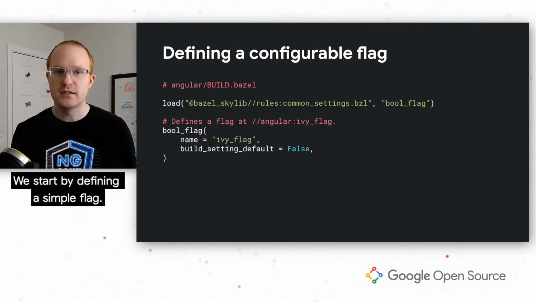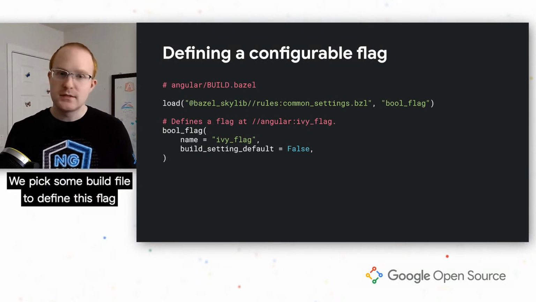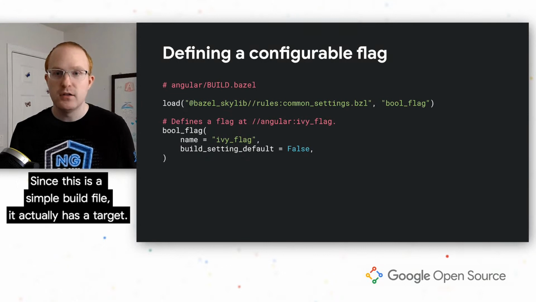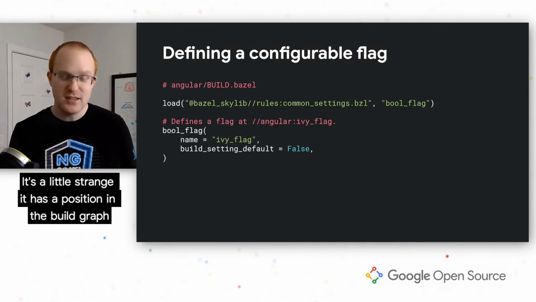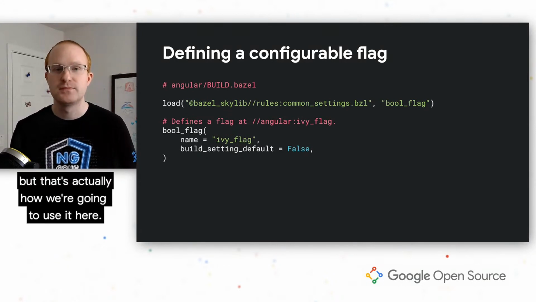We start by defining a simple flag. We load this from Skylib, which is a library that has a lot of great Bazel utilities, flags being one of them. We pick some build file to define this flag, and we simply add bool flag as a rule. Since this is a simple build file, it actually has a target. This one exists at //angular:ivy_flag. It's a little strange that it sort of has a position in the build graph and you can depend upon it, but that's actually how we're going to use it here.